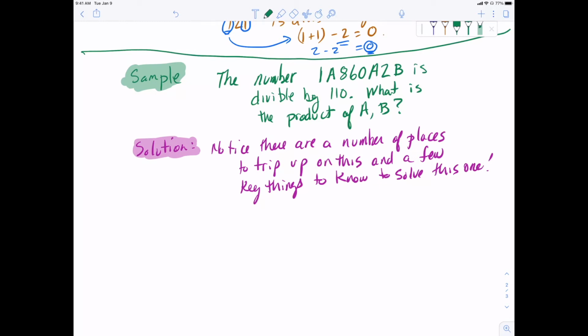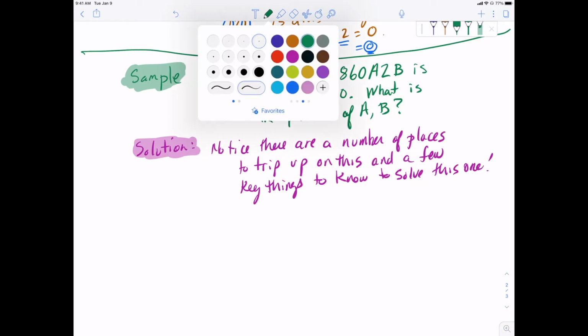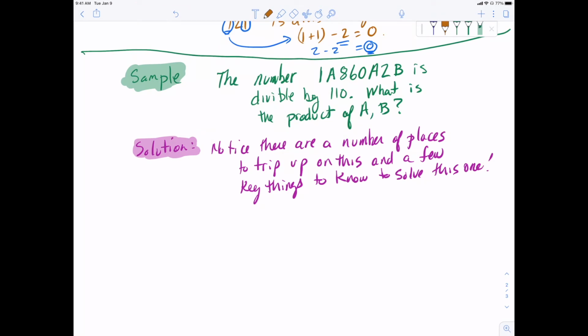Notice there are a lot of tricky things in this problem and some notation that you have to understand to get it right. When they talk about a number like this, these are digits, but you don't know what they are. You have to figure out what A is. Is A equal to 1, 2, 3? It's anywhere from 0 to 9. And same with B, somewhere between 0 and 9. We don't know what they are, but we have all the clues that we need to solve this problem.